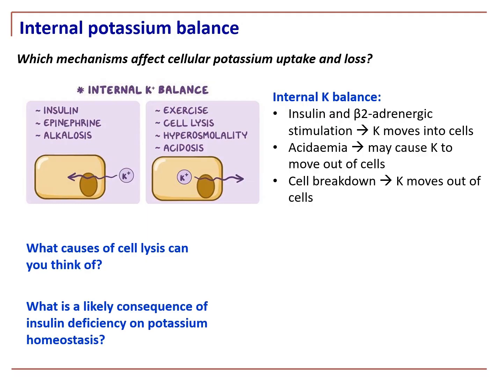So I want you now, a couple of questions for you to think about. What causes of cell lysis can you think of? So that's where the cells break. And what is a likely consequence of insulin deficiency on potassium homeostasis? So press pause and have a little bit of a think in each case. So cell lysis, what can you think of? What are some of the common causes you might think of?